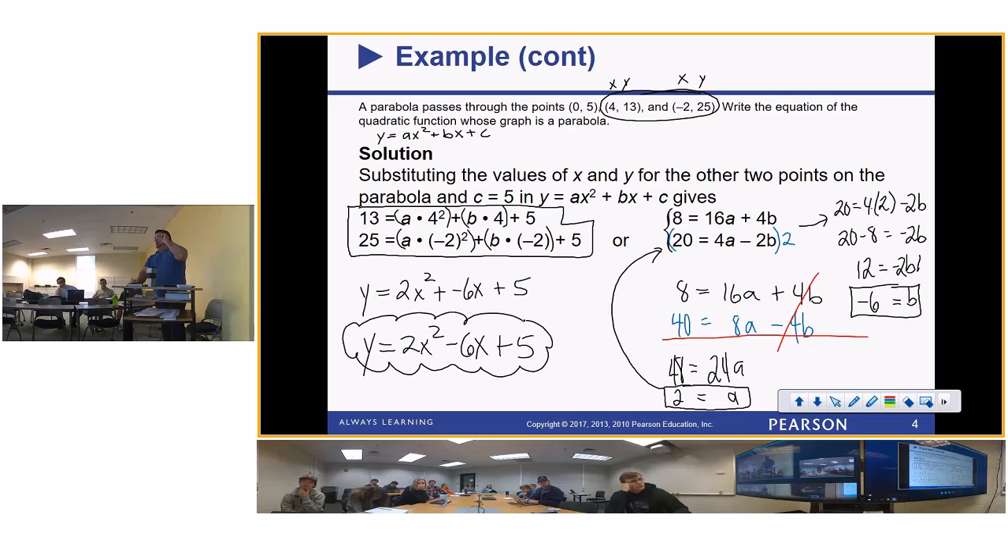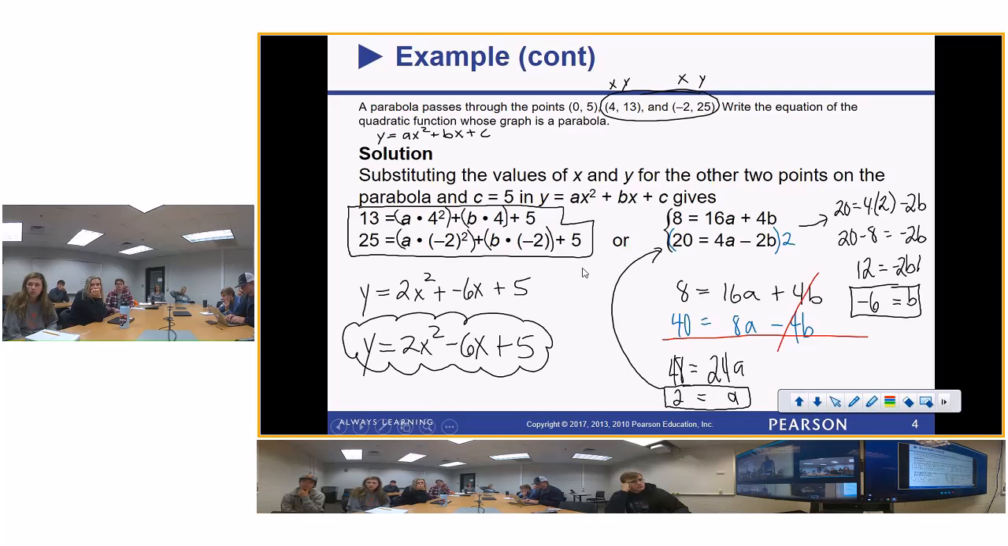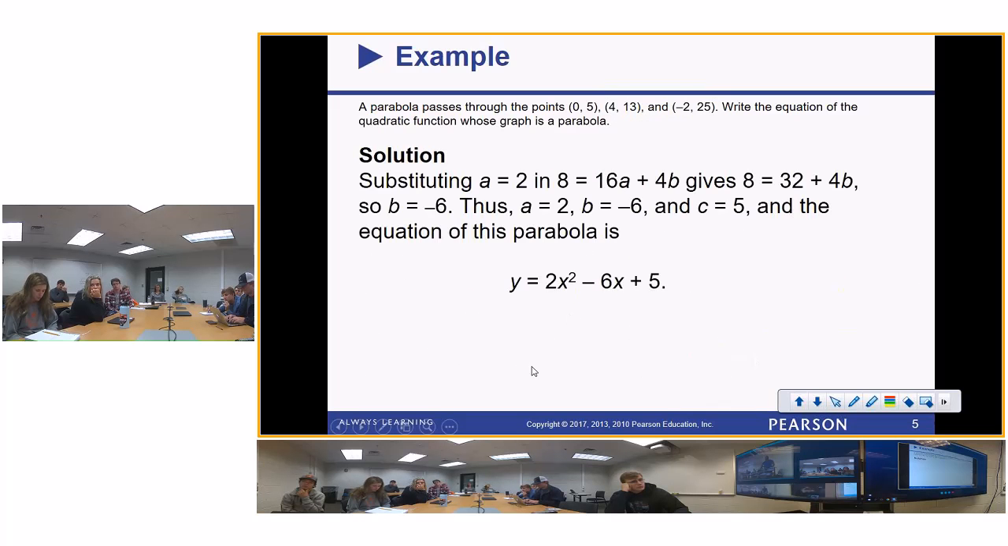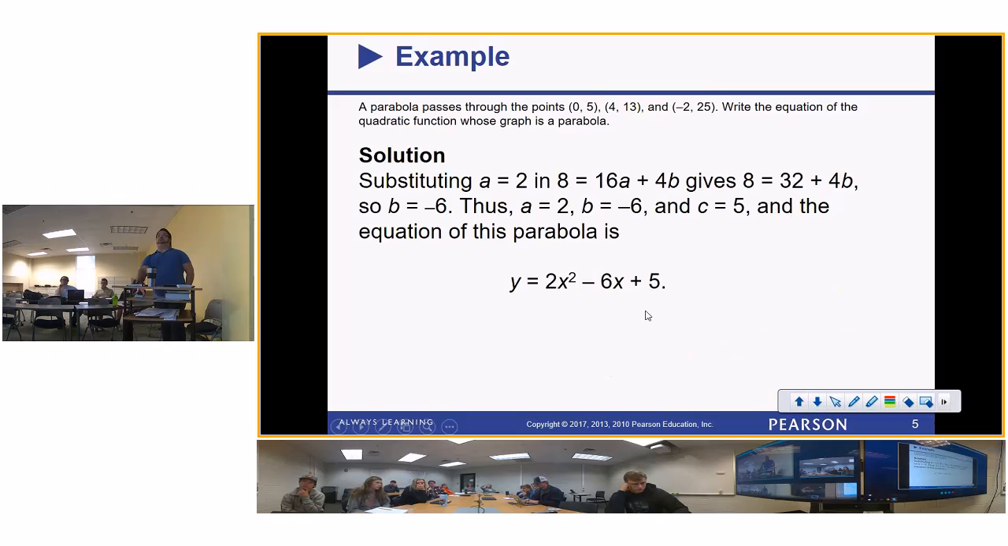That is a test question. So make sure you know how to do that one. And let's see what they got. Is that what we got? I think we did.